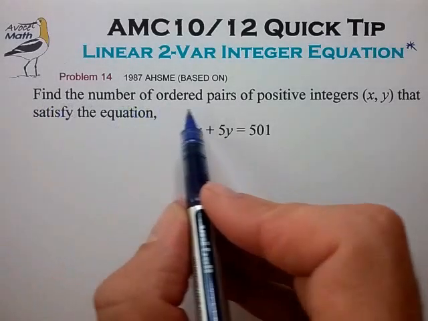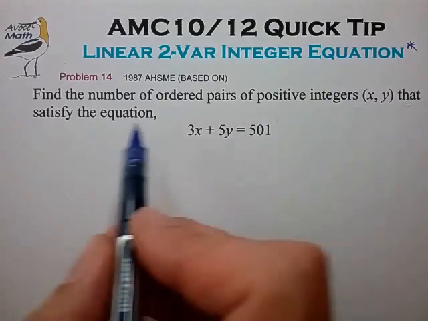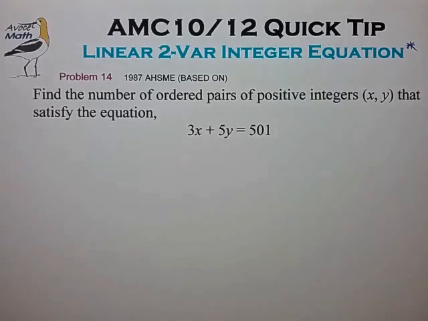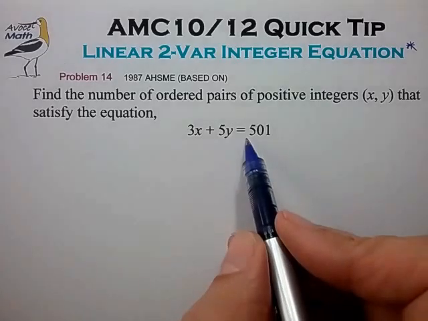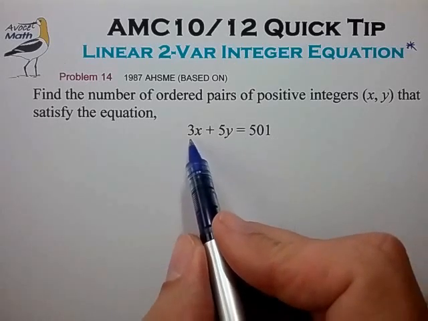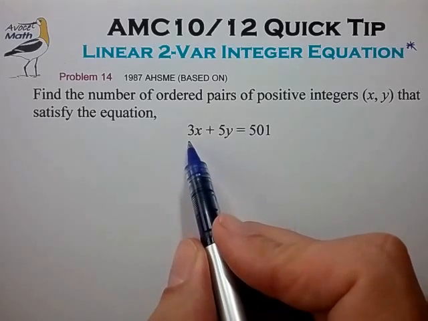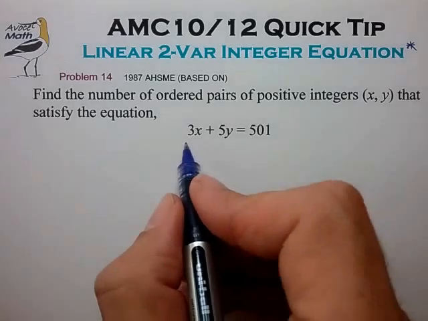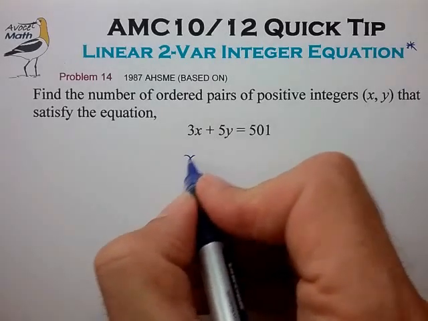We want to find the number of ordered pairs of positive integers x, y that satisfy the equation 3x plus 5y is equal to 501. Now, the simplification in this equation comes from the fact that the constant term 501 is evenly divisible by one of the coefficients, in this case the coefficient 3. And our solution method will look for the coefficient that divides evenly into the constant term and divide both sides of the equation by that coefficient. So in this case, we'll divide both sides of the equation by 3.